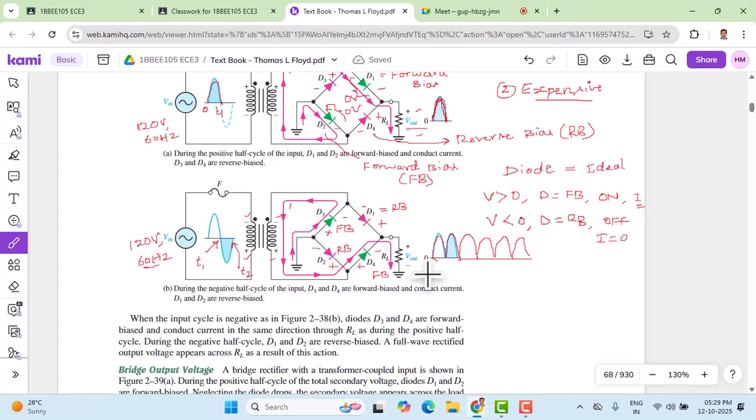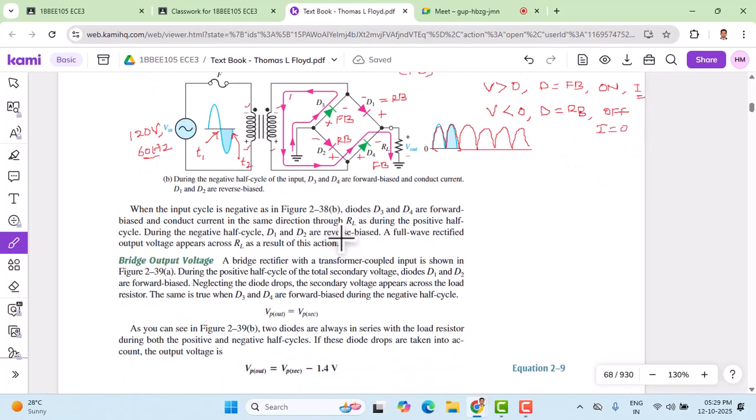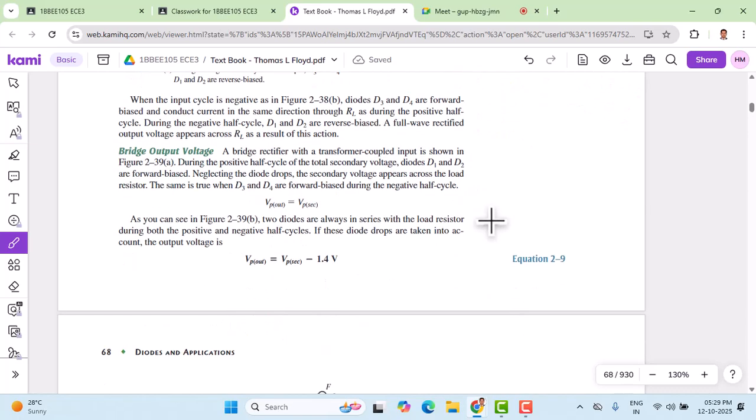This is the operation of the full wave bridge rectifier. All these things have been explained, so the students are advised to go through the content described here. Now let us move to the analysis of bridge output voltage.